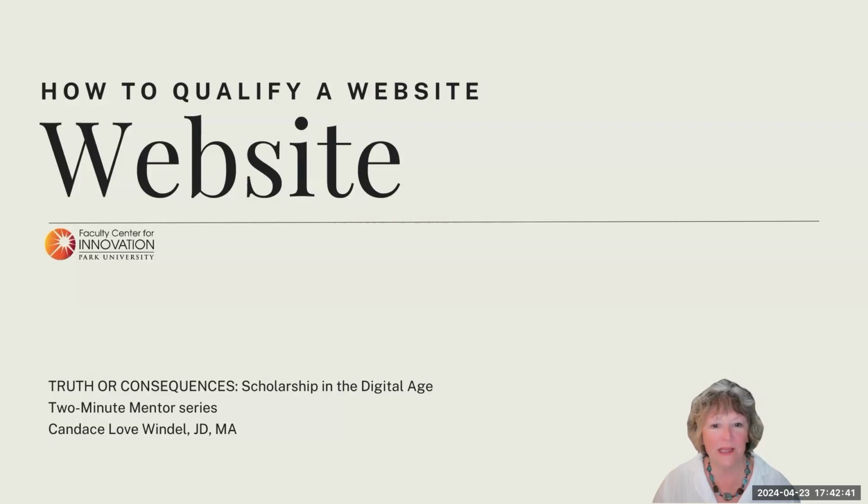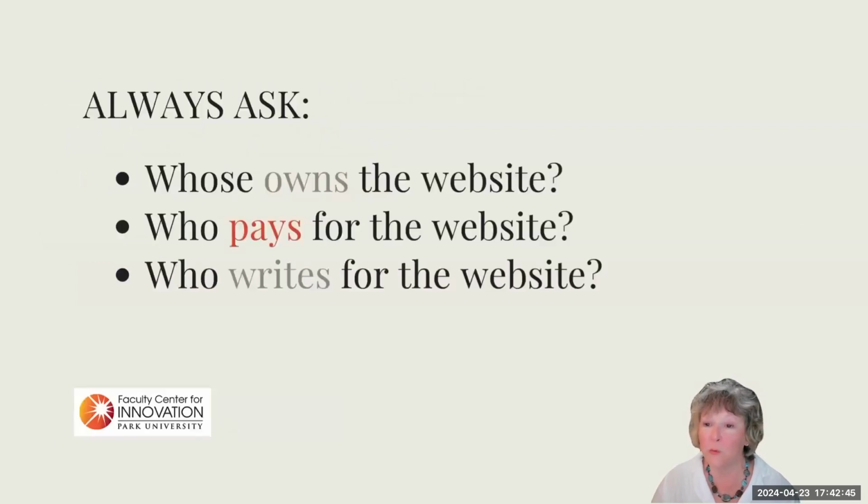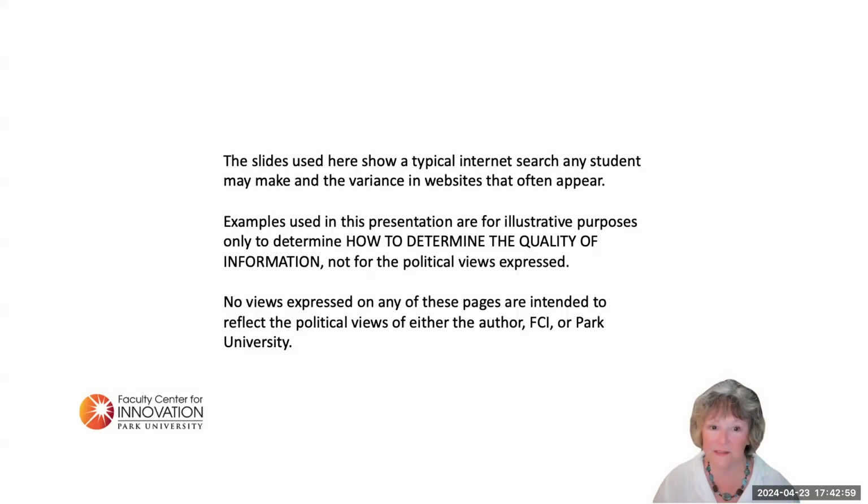And we're going to be looking at how to qualify a website. Primarily what we're looking for is whether or not we can trust the information on the website. So there are 3 questions that you always ask: who owns the website, who pays for the website, and who writes for the website. Now we're going to be looking at some slides.